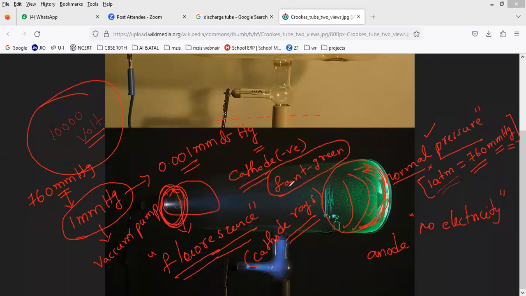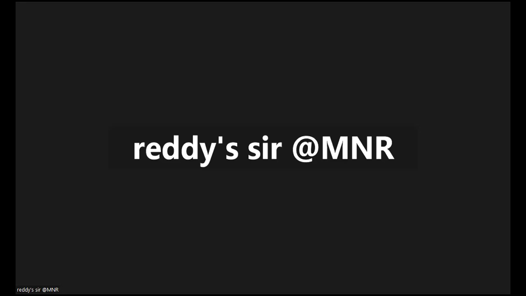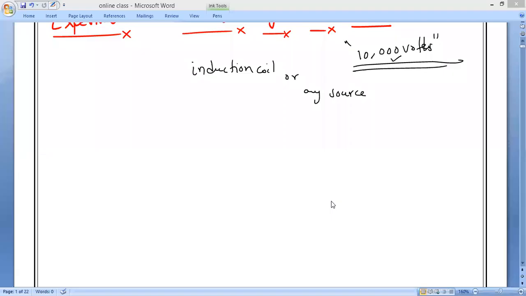What is the reason it's happening? The wall opposite to the cathode started glowing faint green because of the collision of invisible rays on the wall of the tube. What do we call those rays? Cathode rays. Now, let us draw for our understanding the diagram of the cathode ray experiment, and later we'll study the properties of cathode rays. Everybody clear?